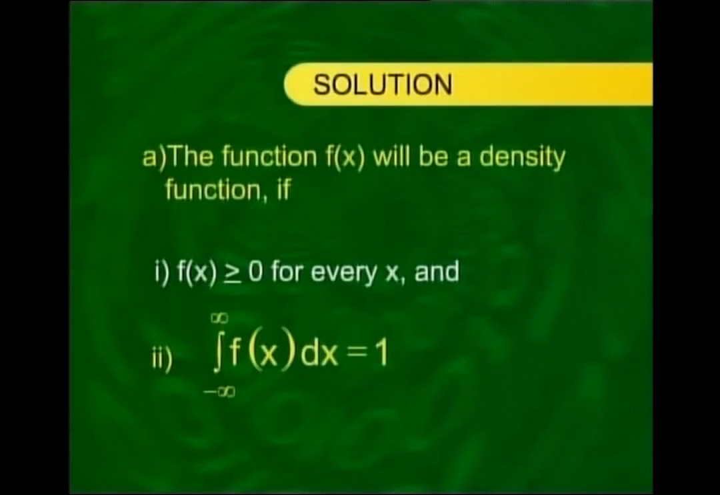In order to solve this problem, we will have to apply a methodological approach, and if we commence in a step-by-step manner, the very first thing to note is that in order to determine the value of the constant k, we will have to apply the two basic properties of probability density function. The first one is f of x is greater than or equal to 0 for every x value, and the other one, as stated earlier, is that the total area under the curve has to be 1. In other words, the integral from minus infinity to infinity of this function has to be 1.